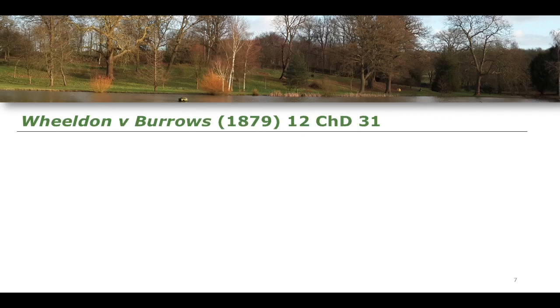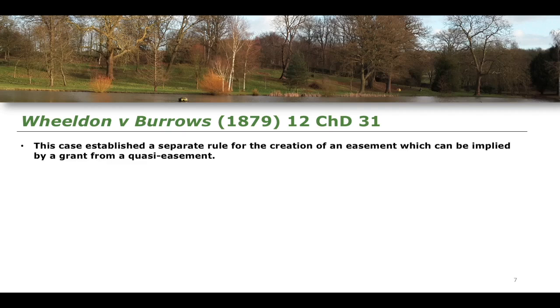The third way in which an easement can be implied into a lease, into a property at all, really, not just a lease, is through the case of Wheeldon and Burrows from 1879. This case establishes a separate rule for the creation of an easement, which may be implied by a grant of something known as a quasi-easement.